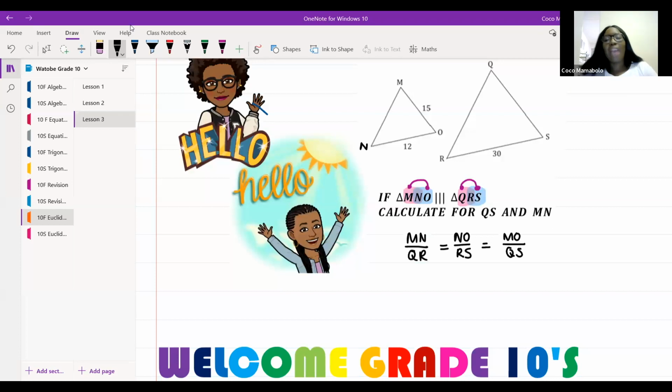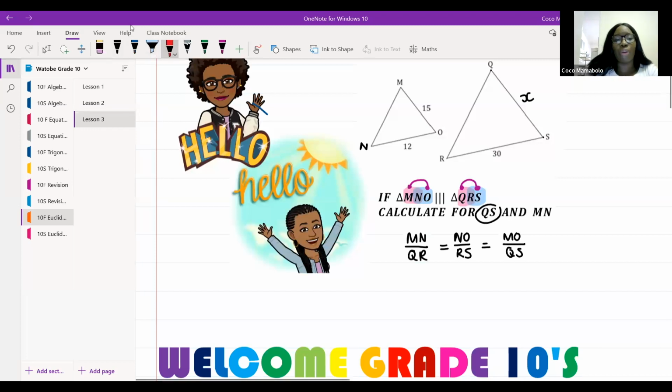All right. So now I say to you guys, calculate for QS. I want QS. So I want this side over here because it doesn't have a value. I want to know what the length of that side is. So I'm going to name QS X for the sake of this.